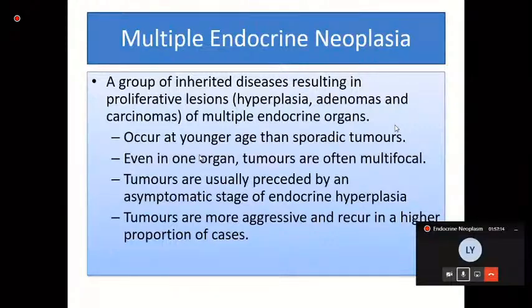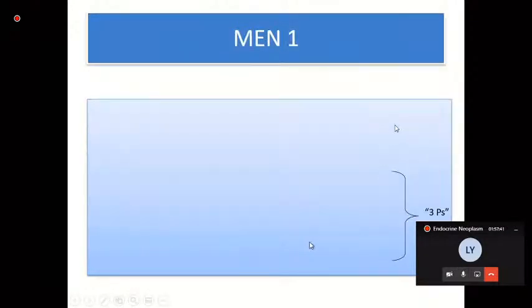We said multiple endocrine organs will be affected. Usually multiple endocrine neoplasia occurs at a young age, and even in sporadic tumors, even one organ tumors are multifocal. The tumor is usually preceded by symptoms of endocrine hyperplasia. So we can go through that. Multiple endocrine neoplasia 1, we said 3Ps. What is 3Ps? What do you think?